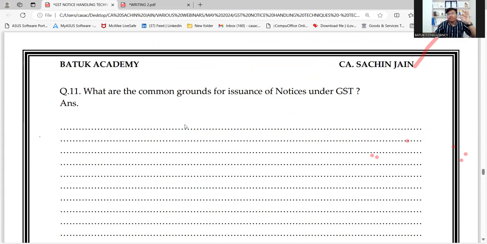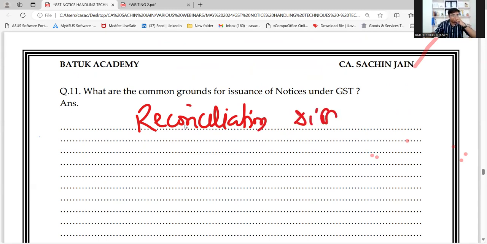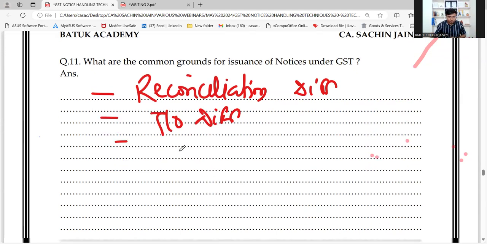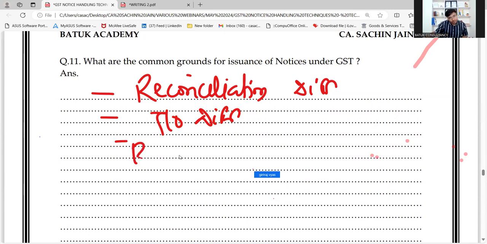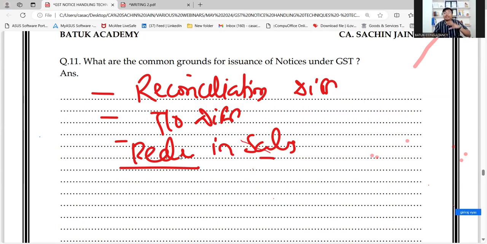What are the common grounds on which departmental authority may issue the notice? First one is reconciliation differences. Second one is turnover differences as per audited financial statement, as per books of accounts. Third one, reduction in sales. Suddenly there is a reduction in sales. Suppose last year the sales was 2 crore, current year the sales is 50 lakh rupees. In that case, there is a huge reduction. Departmental authority may take the case for the scrutiny.